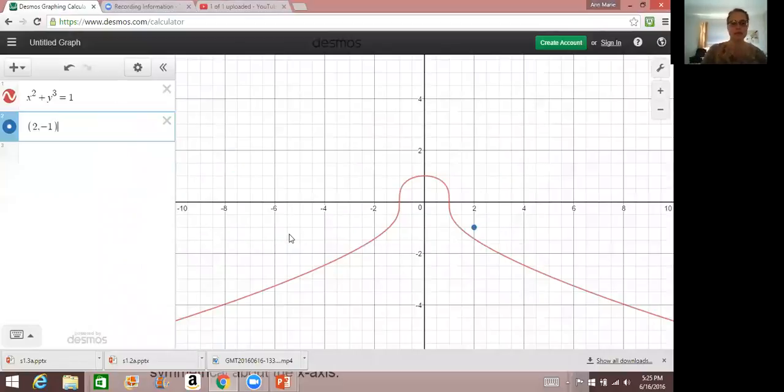You knew that, right? We look at this graph, and it is symmetrical about the y-axis. If I print this out and fold it along the y-axis, my two halves of my graph lie right on top of one another. This is symmetrical about the y-axis.